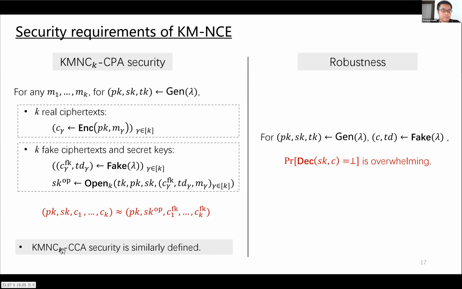The KMNC CCA security is similarly defined. Robustness requires that decrypting a fake ciphertext with the original secret key will lead to an error with overwhelming probability. This is the security requirement we formalized for KMNCE.